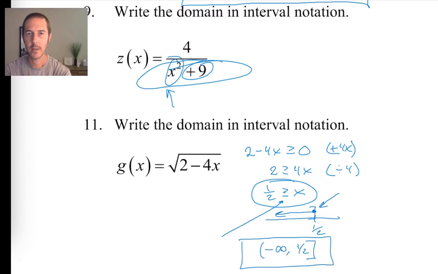X, Y, input, output, domain, range, left, right, salt, pepper, black, white. We say these things in a certain order traditionally, and they match up very nicely. X, Y, domain, range.